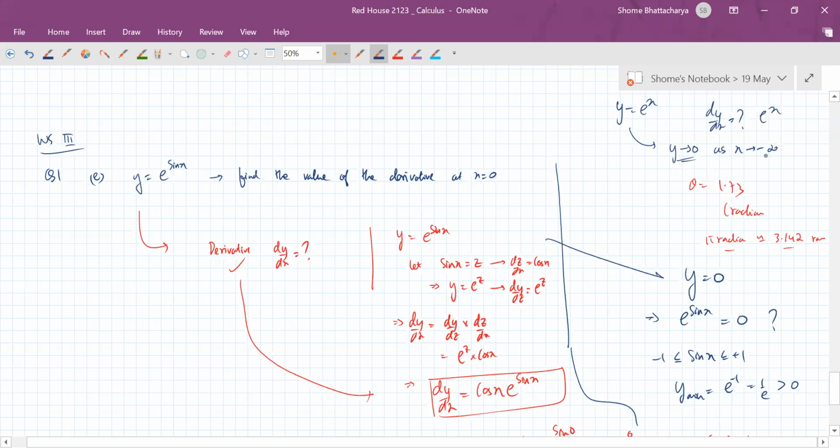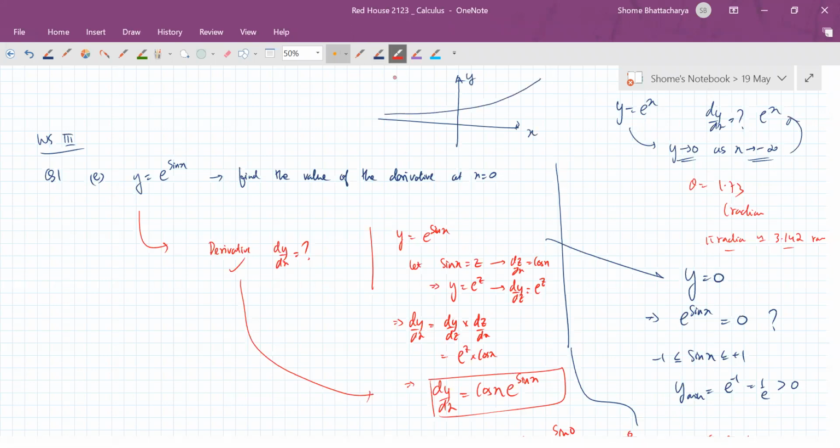So y is 0 means x is tending to -infinity. So that means dy/dx is also tending to 0. And that you can understand from the graph of the function. So like this, no? At a point where y tends to 0, the graph is almost flat. So the slope of the tangent is also 0. Okay, sir.